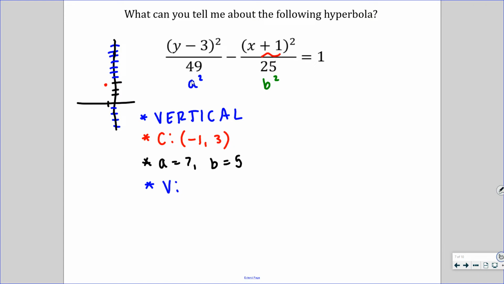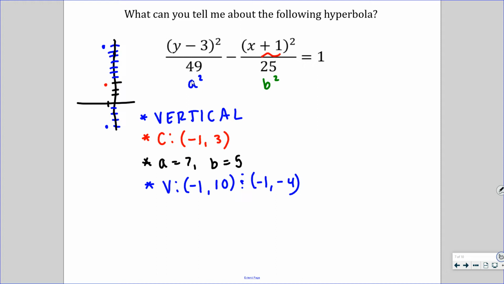All right, who can give me those coordinates? Okay, Nick, go ahead. Negative 1, negative 4. Yep. Good. That would be 7 above and below, right? Just add 7 to the center to get this one. Subtract 7 to get that one.